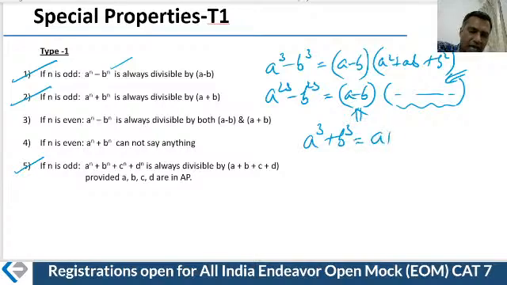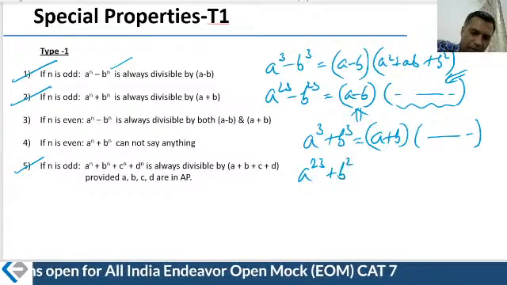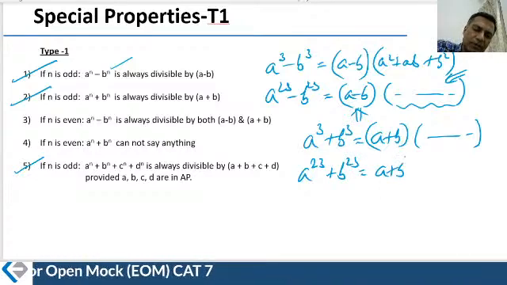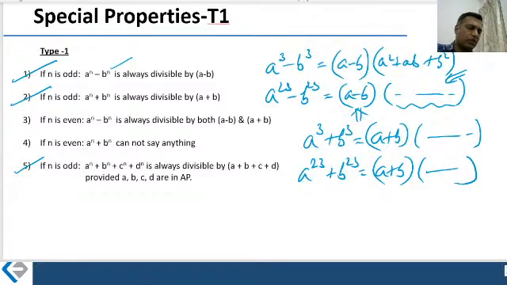We always know that this can be written as (a + b) times something. That's something you know here. My point is, what if I write a^23 + b^23? It is still divisible by (a + b) times something. So that's always a + b.